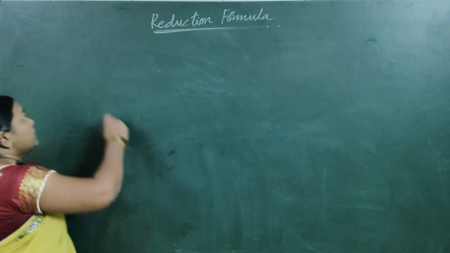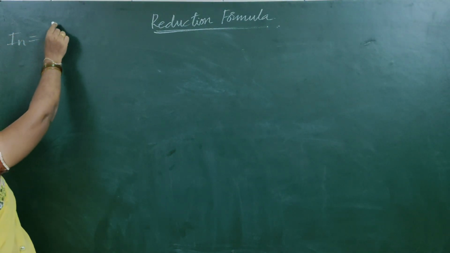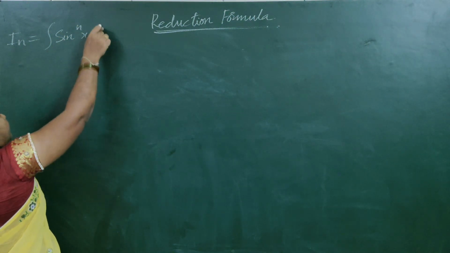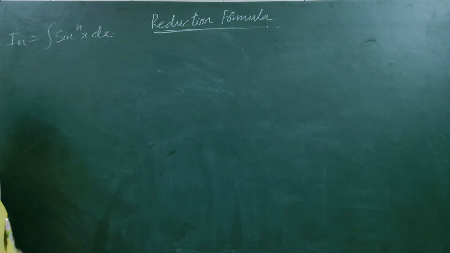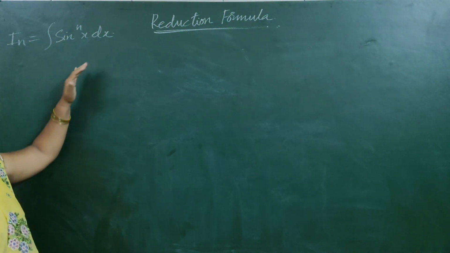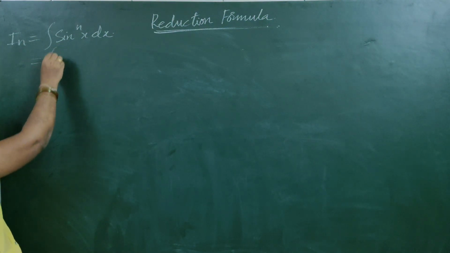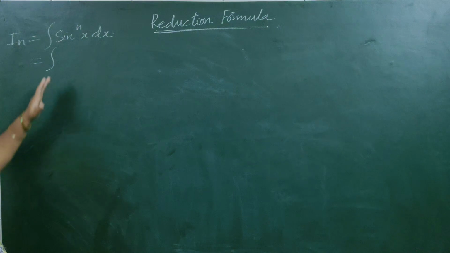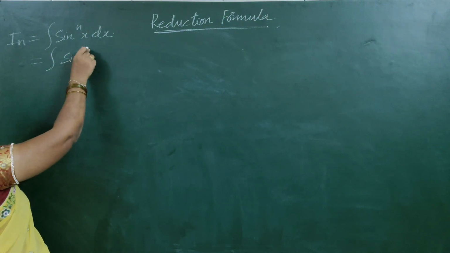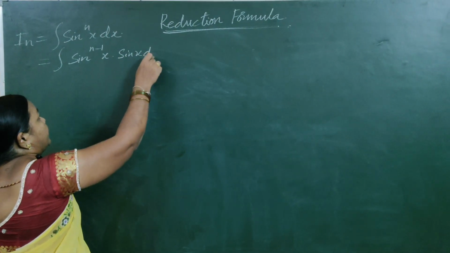First, we shall see the integration of sine to the power of n x. That is, I n equals integration of sine to the power of n x dx. For this, there is no direct formula. So we have to convert the given question in terms of 2 so that the value of the question does not change. That is, sine power n x can be written as sine to the power of n minus 1 x into sine x into dx.